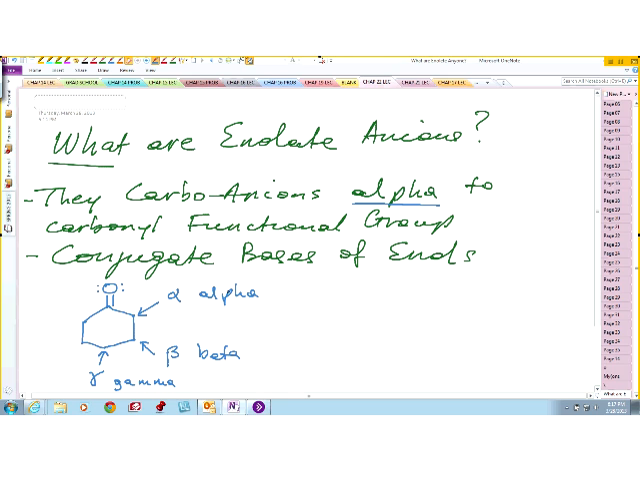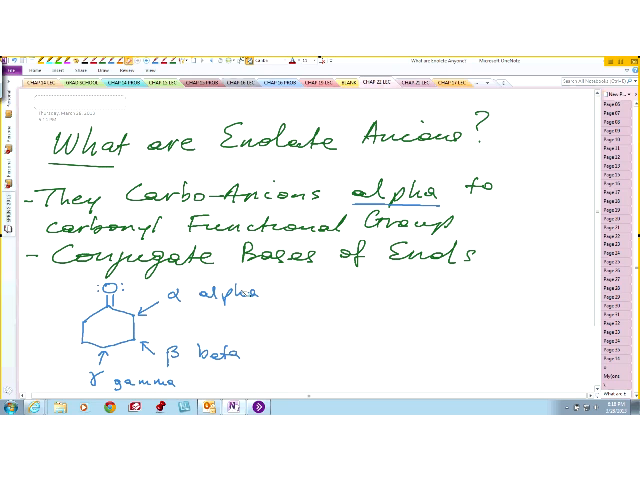So therefore, those hydrogens that are attached to the alpha carbon will be called what type of hydrogen? They will be called alpha hydrogens. And similarly, the hydrogens attached to the beta carbon will be referred to as beta hydrogens, and those attached to the gamma carbons will be referred to as gamma hydrogens.